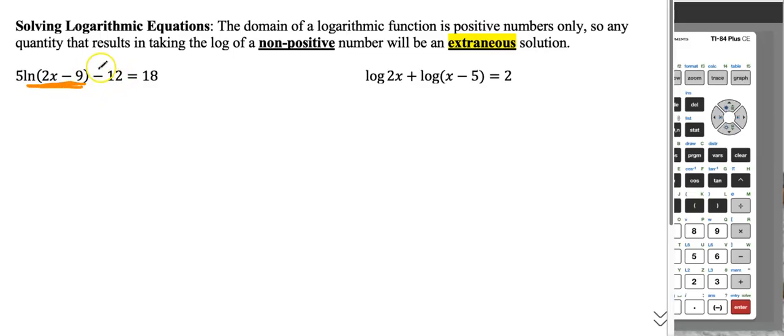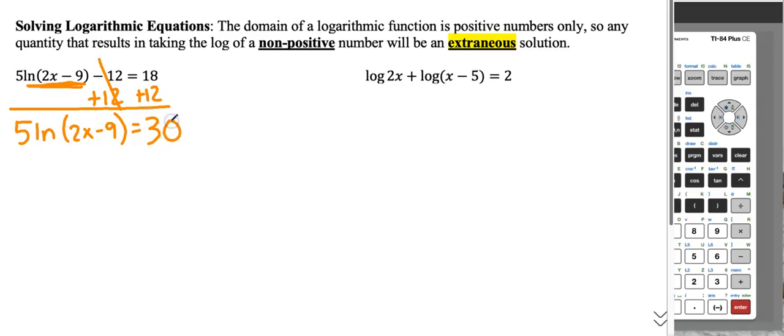To do that, I'm going to need to get rid of the 12, and I need to get rid of the 5. Now, which one do you have to get rid of first? The 12. So we have to add or subtract first. So I'm going to add 12 to both sides. Drop down 5 natural log 2x minus 9, and then I have 30. So step 1, done.